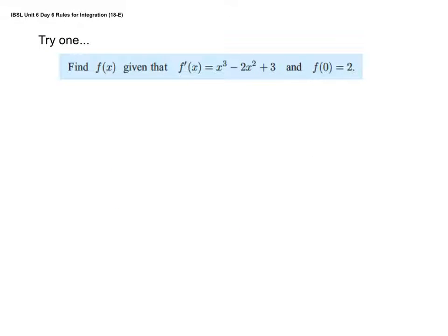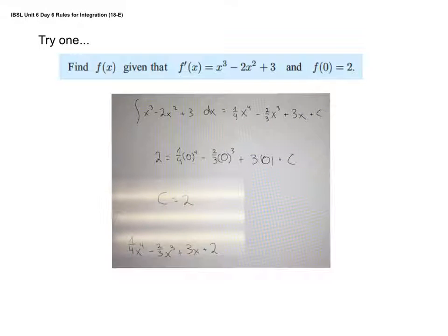Alright, so take a minute here and try this one by yourself. And then we're going to do one that really gets fun. Sure. It does, trust me.